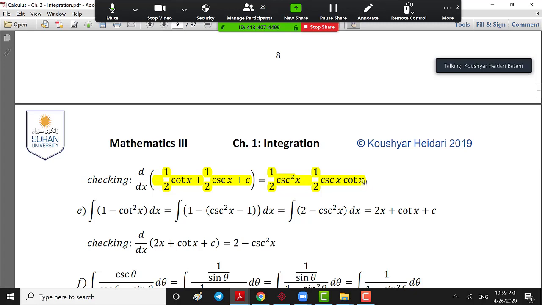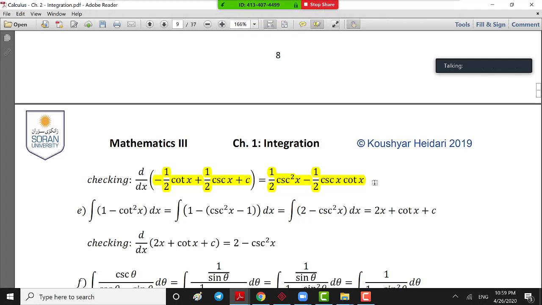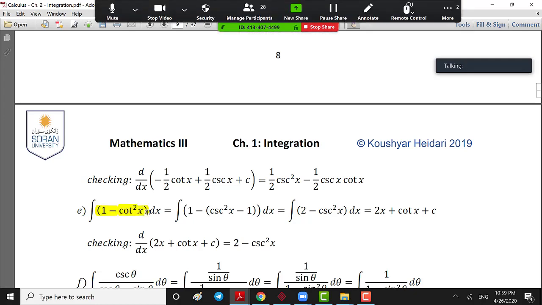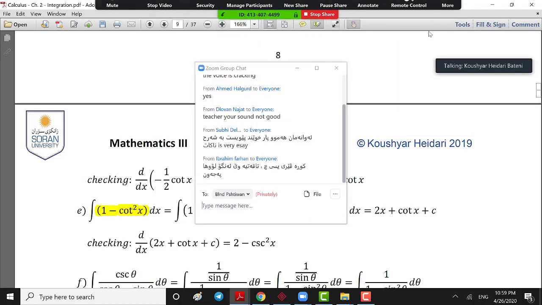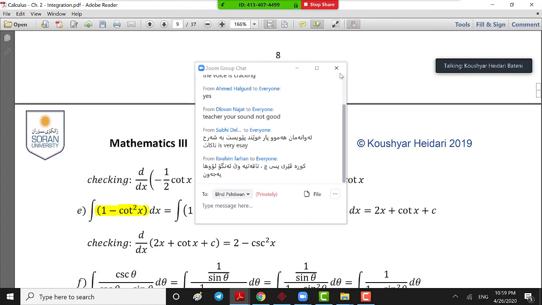So we've made sure that the result we've got for the integral is correct. Now, case E. Indefinite integral of 1 minus cotangent squared. How do we do that? For cotangent squared, we didn't have anything in that antiderivatives table, right?